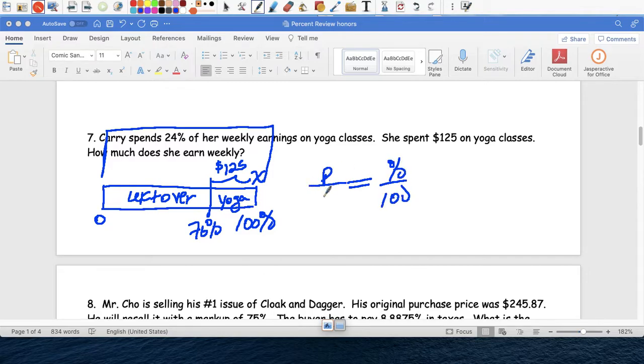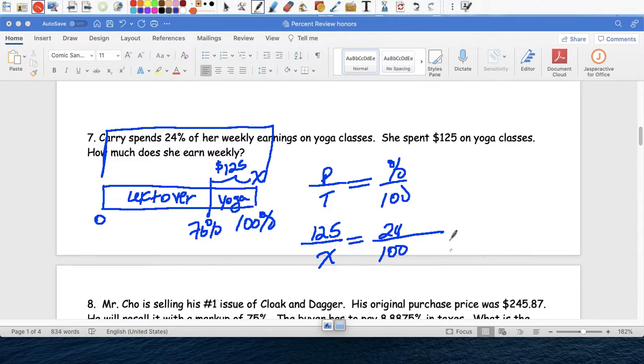Right? Part over total. So in this case, if we use that, 100%, we have 24%. So 24% represents $125. And we're looking for the total here. What does that total? $125 of how much, right, of what her total earnings are for the week. So we can call that X.